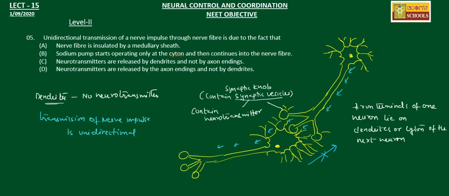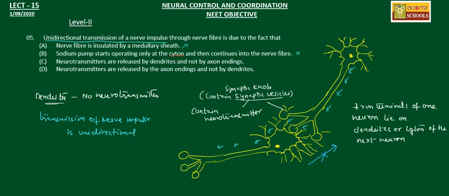So the question: unidirectional transmission of a nerve impulse through a nerve fiber is due to the fact that, let's say the first option, the nerve fiber is insulated by medullary sheath. No. Then the sodium pump starts operating only at the cyton and then continues into the fiber, right? So no. Then neurotransmitters are released. So option B is actually not concerned with that.